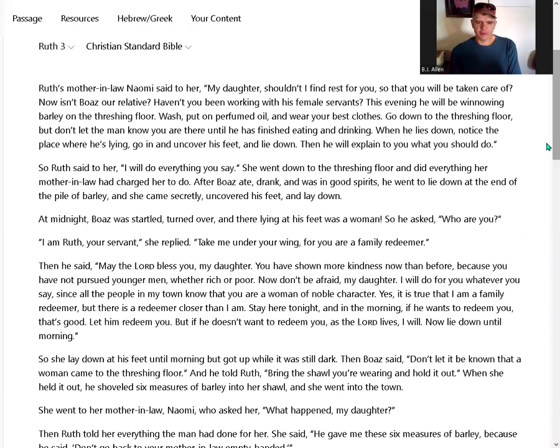So Ruth said to her, "I will do everything you say." She went down to the threshing floor and did everything her mother-in-law had charged her to do. After Boaz ate, drank, and was in good spirits, he went to lie down at the end of the pile of barley, and she came secretly, uncovered his feet, and lay down.